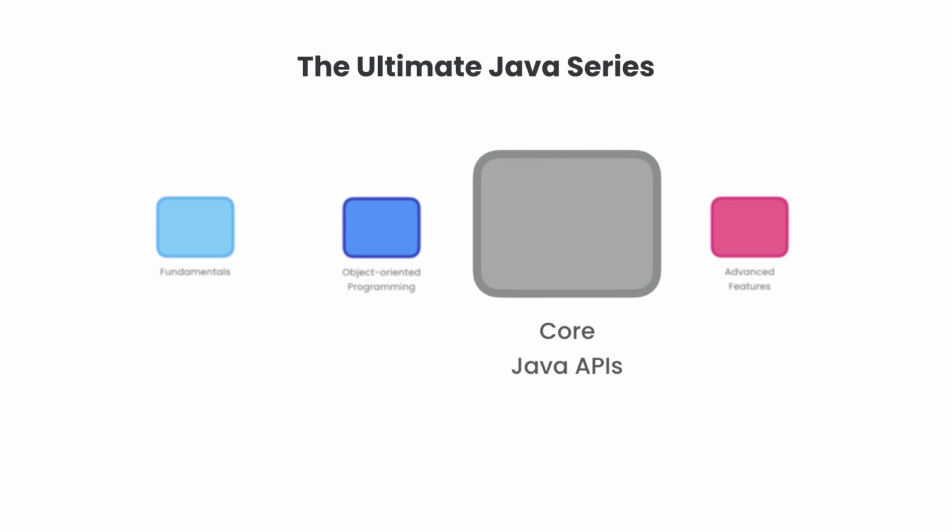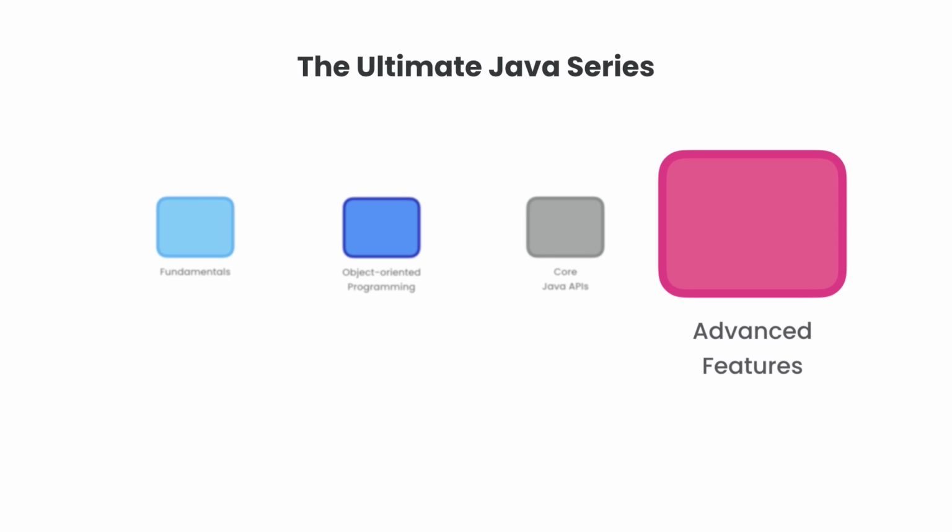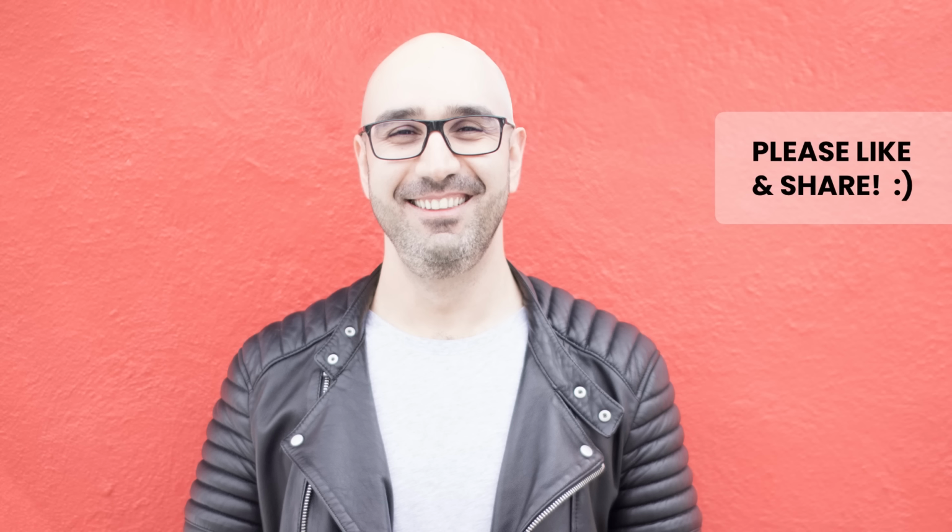In the third part, we're going to talk about core Java APIs or application programming interfaces. You'll learn about many of the useful classes in the standard Java library. And finally, in the last part, we'll be looking at the advanced features in Java, such as streams, threads, database programming, and so on. So I hope you're going to join me on this journey and master Java, the most popular programming language behind millions of apps and websites.